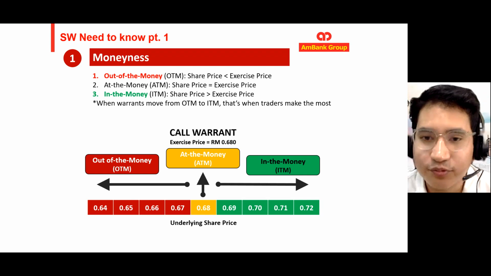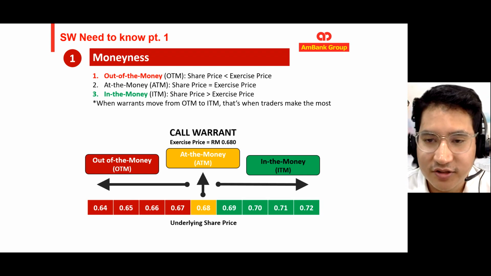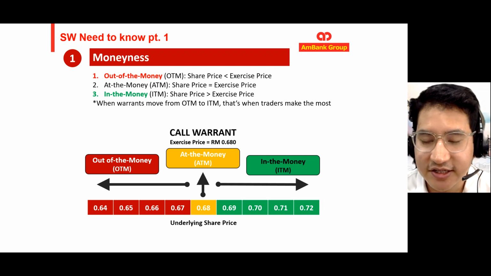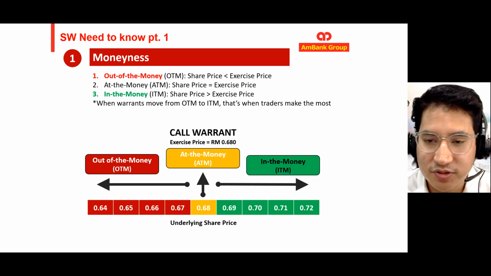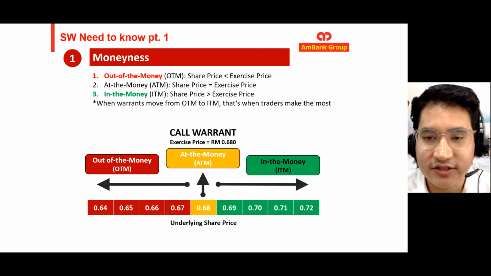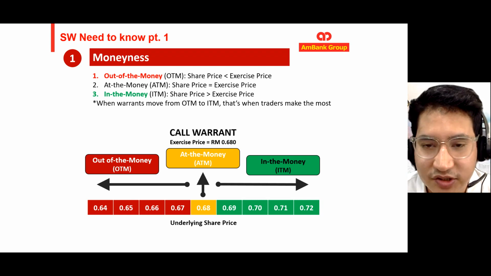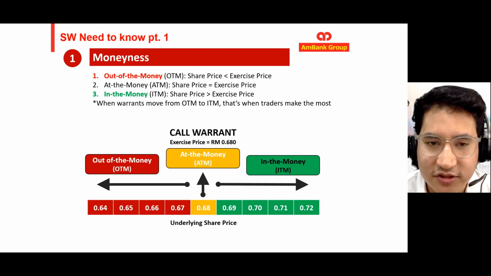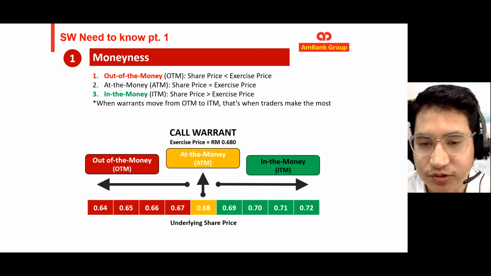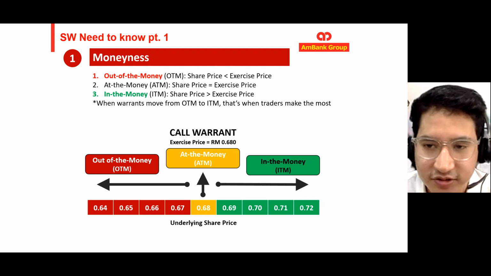So on the other hand, for put warrants, it's the opposite way. Say for example, it's the same underlying with the same exercise price for the put warrant at 68 cents. If the share price goes below the exercise price, you're in the money, and if it goes above, you're out of the money. So this is a very common term that is used amongst traders or investors when they're buying options or structured warrants.